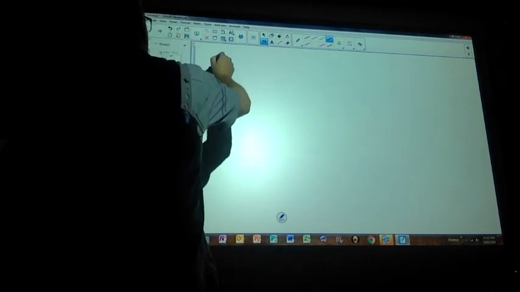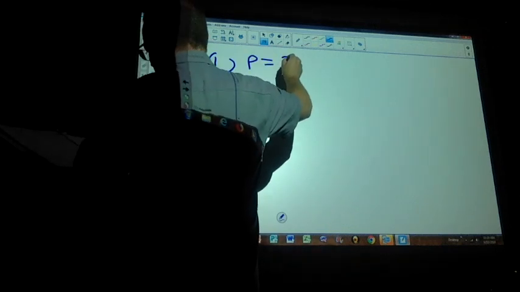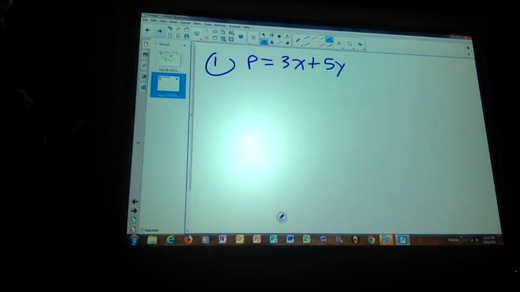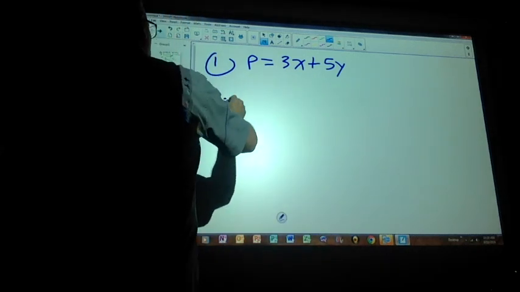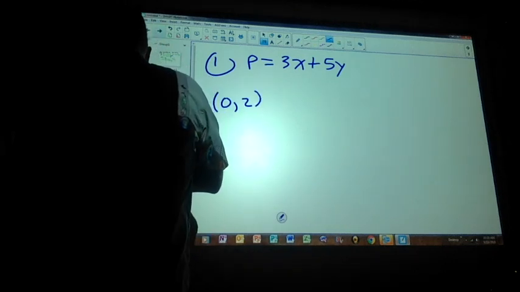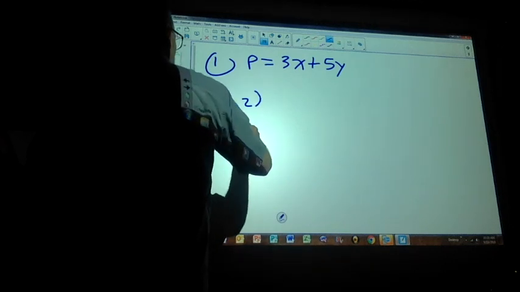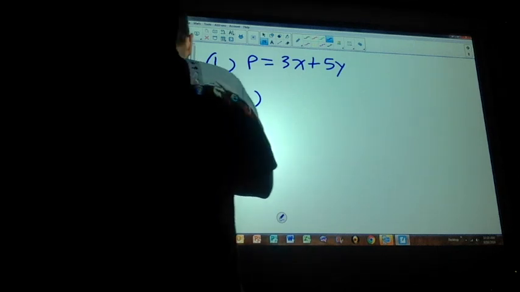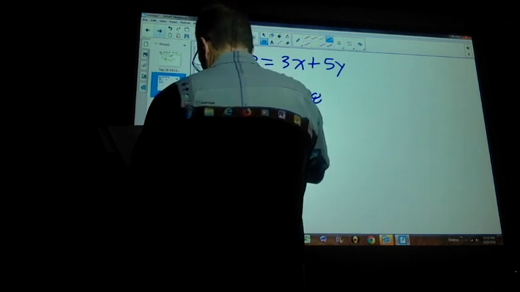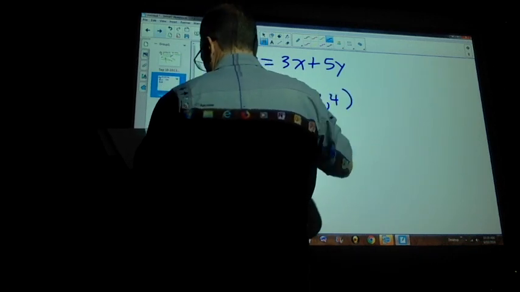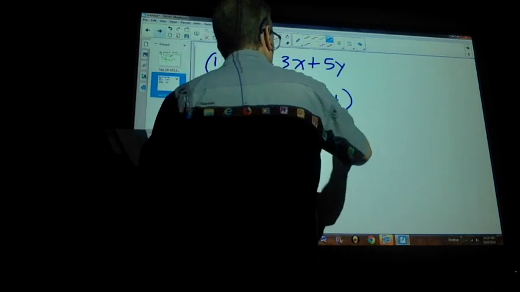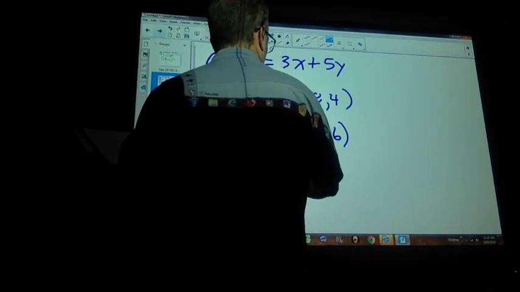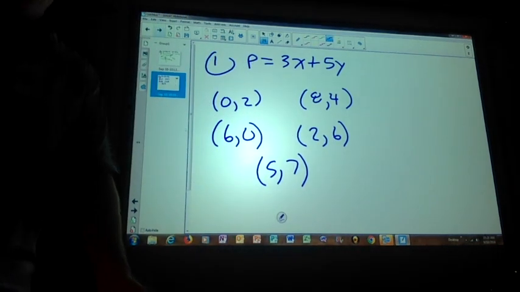Number 1. All right, so I have this equation. This is a profit equation. How do I know it's profit? Because it's P. All right, and I'm going to find all of the points. So I got 0, 2, 6, 0, 2, and then 8, 1, 2, 3, 4. And then 2, 6. Is that what it was? And 5, 7. All right, so those are the intersections of our bounded region.